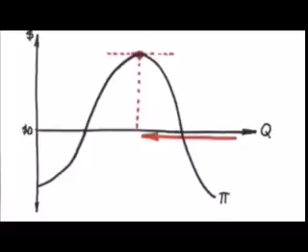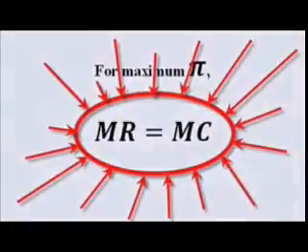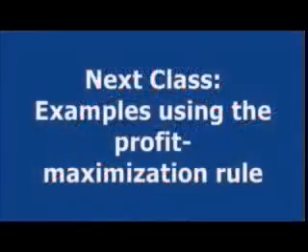In the end, marginal revenue equals marginal cost is always the profit maximizing rule, no matter what the market structure. Next class, we'll do some problems using this profit maximizing rule.